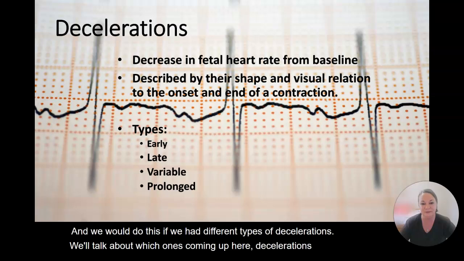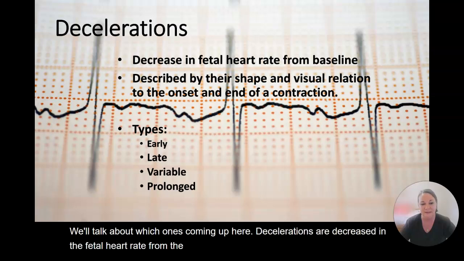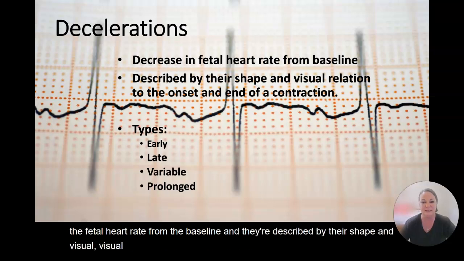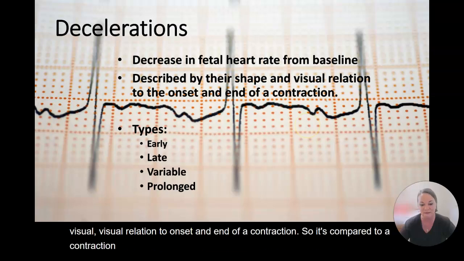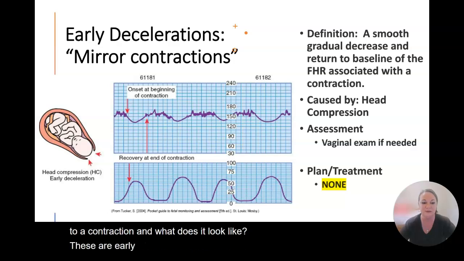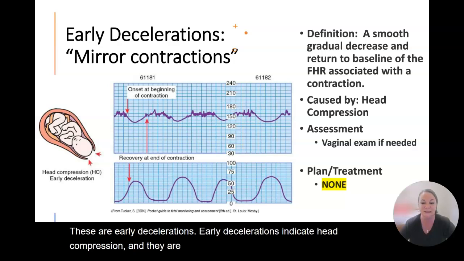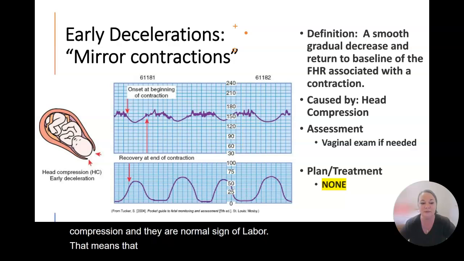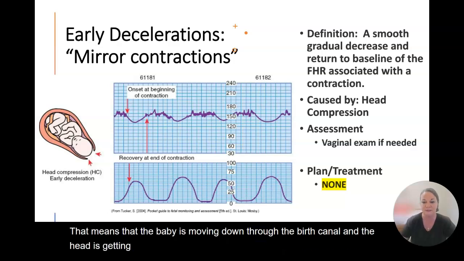Decelerations are a decrease in the fetal heart rate from the baseline. And they're described by their shape and visual relation to the onset and end of a contraction. So it's compared to a contraction, and what does it look like? These are early decelerations. Early decelerations indicate head compression, and they are a normal sign of labor. That means that the baby is moving down through the birth canal and the head is getting compressed. It's good. It means that labor is progressing, okay?